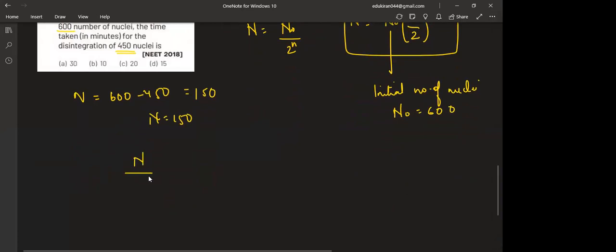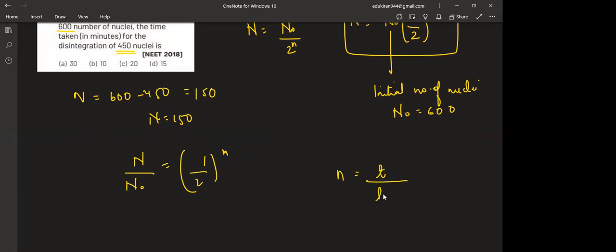So take the ratio N by N₀ is equal to (1/2)ⁿ. This is the formula that we use. Now see the value of the small n. What actually is this small n? This small n is the time duration, t, divided by the half-life, t half. This is the total time that we take, and t half is the half-life. This is what is meant by the value of small n.